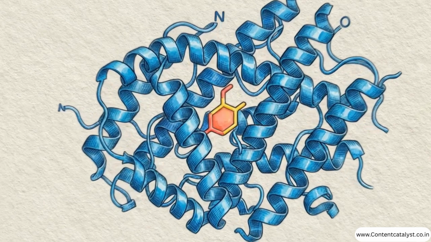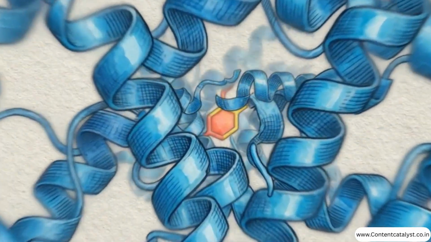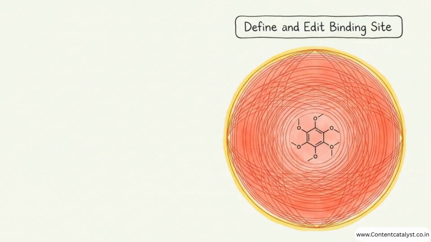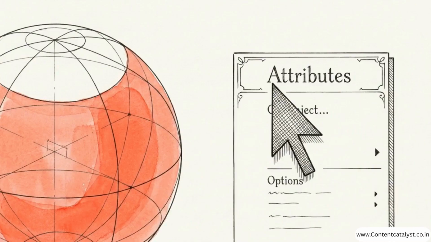Now that the structure is clean, locate and select that native ligand we carefully preserved in the last step. Here in the interface, click the Define and Edit Binding Site button. This generates a translucent binding sphere directly around your current selection. This next step is mandatory. Right-click the newly generated sphere to open its attributes panel.